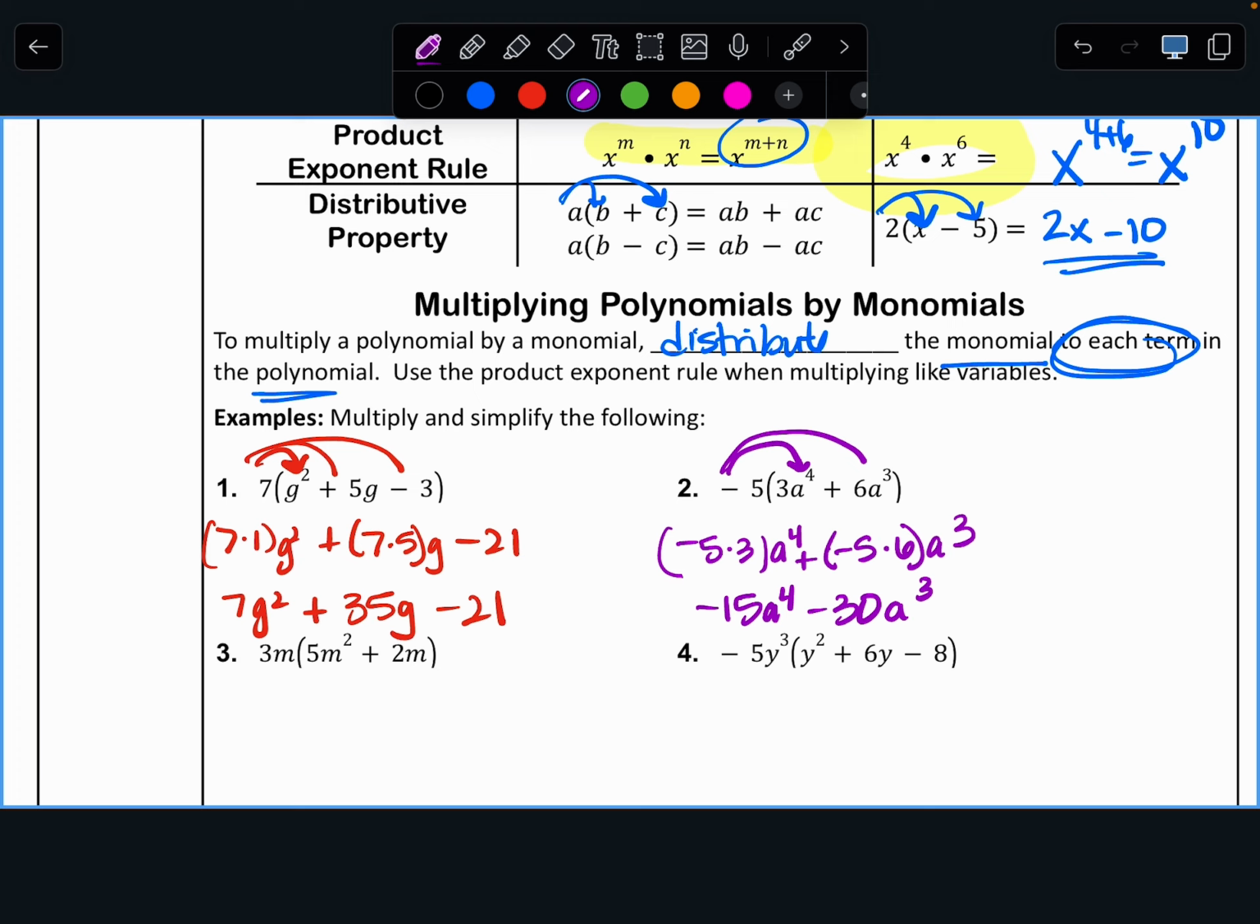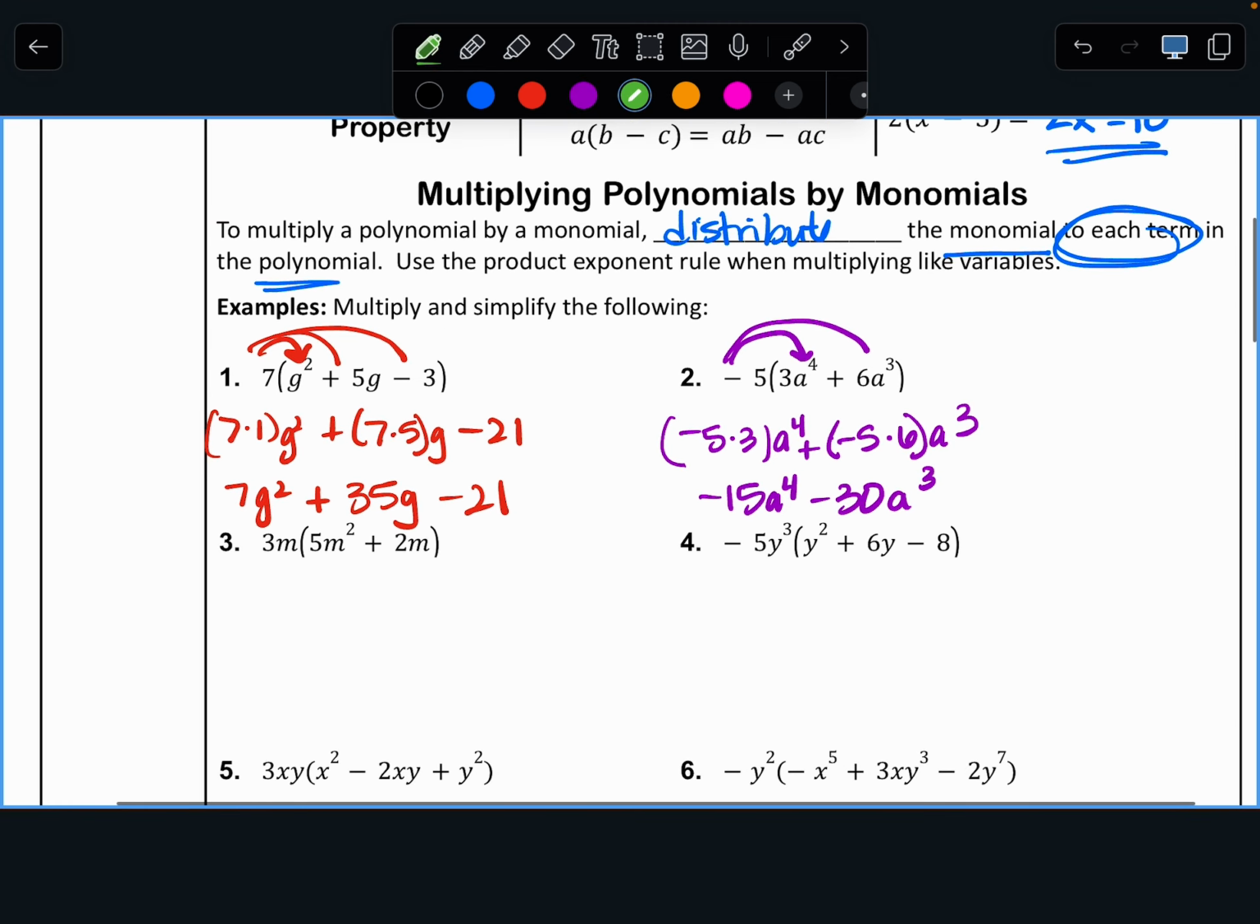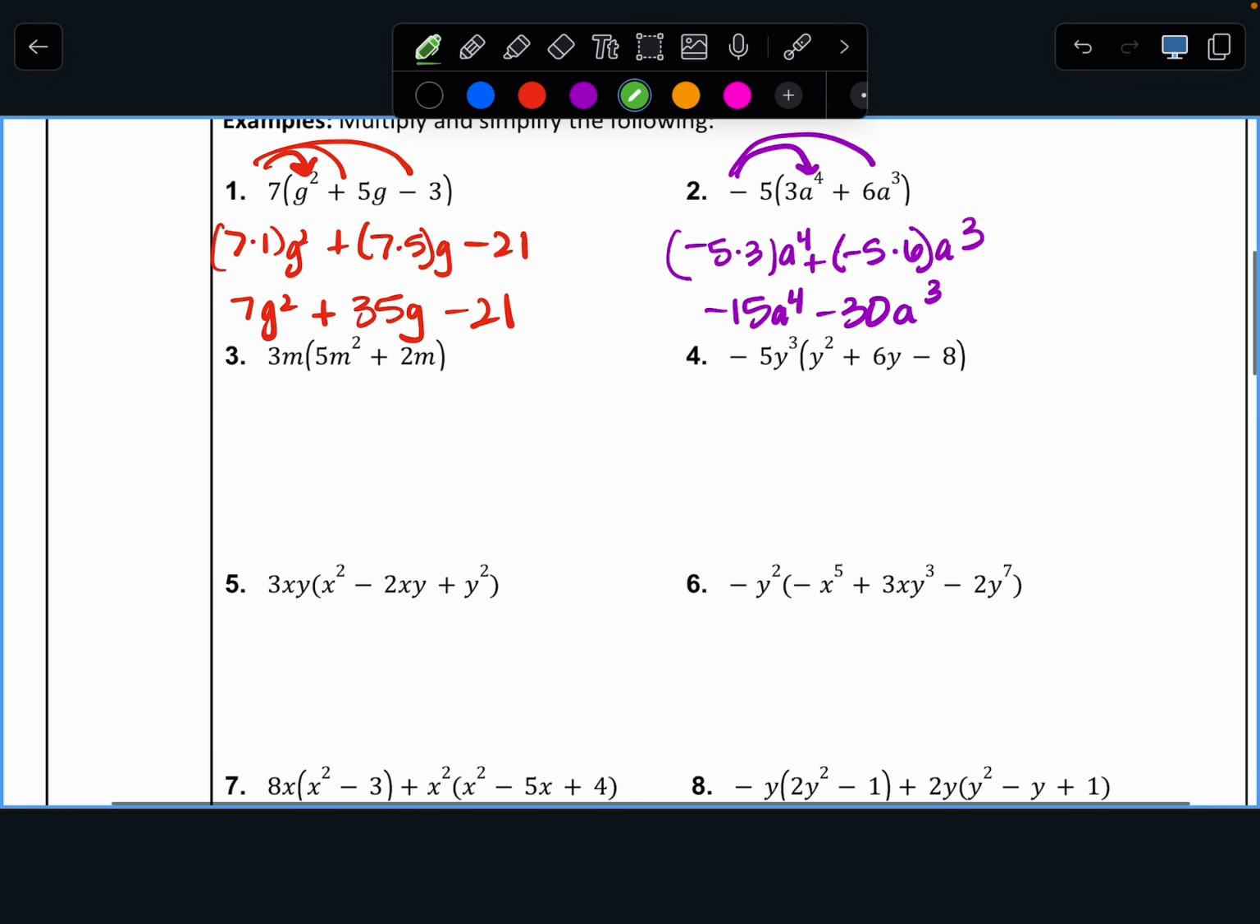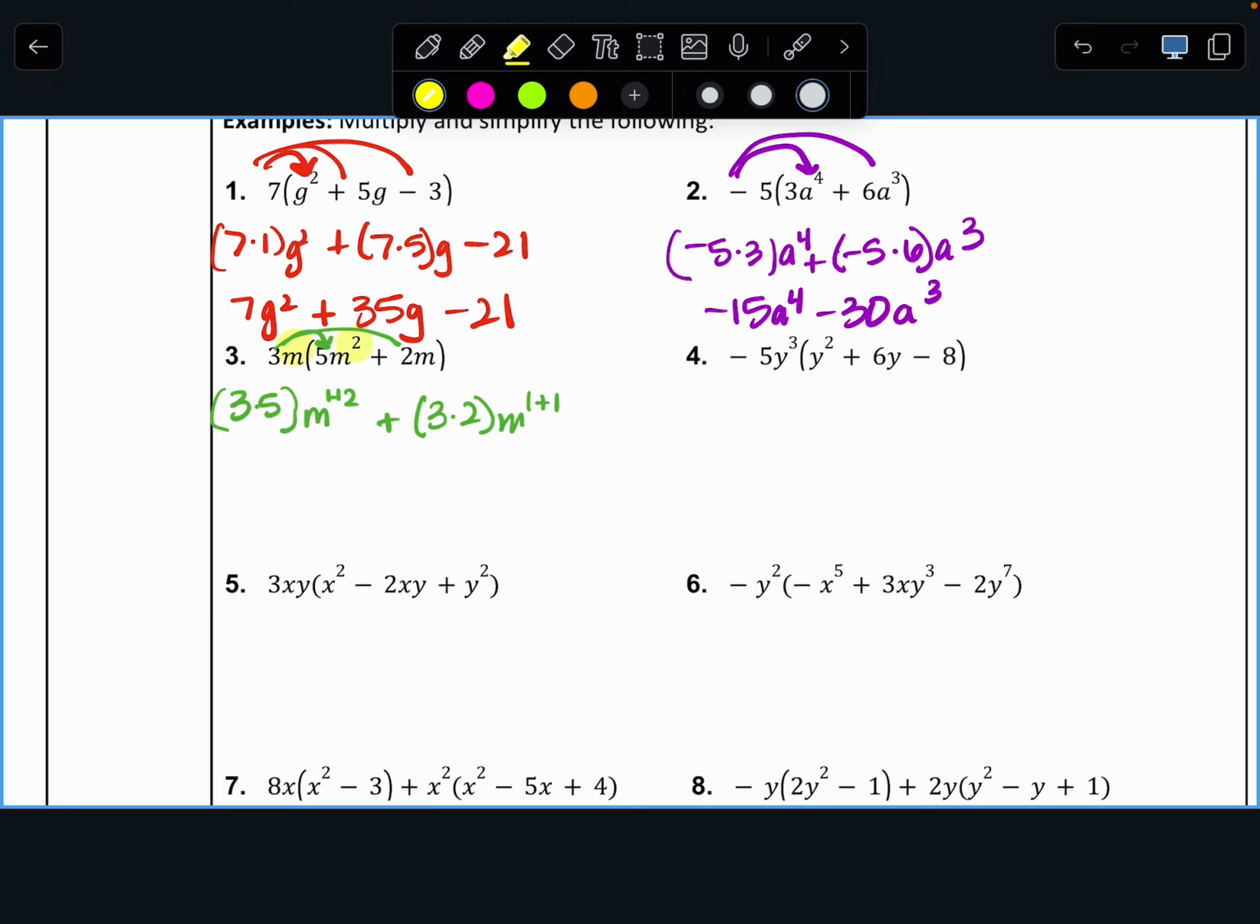So how does that change when we have an exponent on our variable outside? So I've got 3m times 5m squared. So first, I have 3 times 5, because I'm going to multiply the coefficients, but then I have m to the 1 plus 2. And then we do it again. 3 times 2, and then I have m to the 1 plus 1. These are the variables that go here.